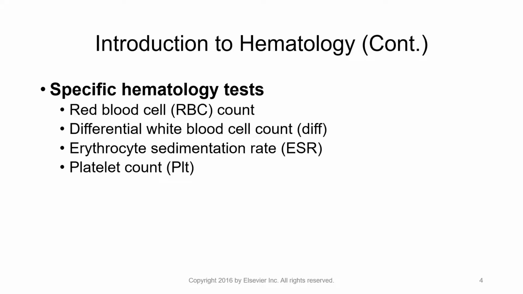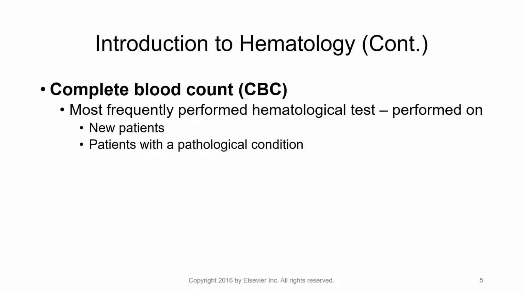Other more specific hematology tests: red blood cell counts, an RBC count. Differential white blood cell counts, they're able to tell you the 5 different types of white blood cells and the levels of each. Erythrocyte sedimentation rate, and platelet count. The most important ones we're going to try to tackle here first, starting with a CBC, complete blood count.